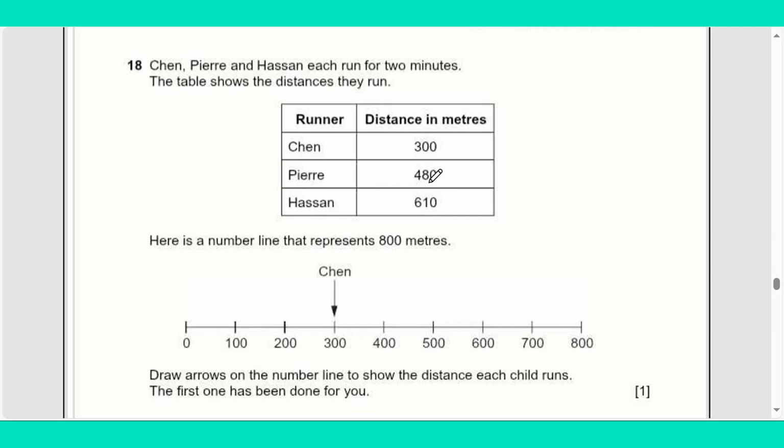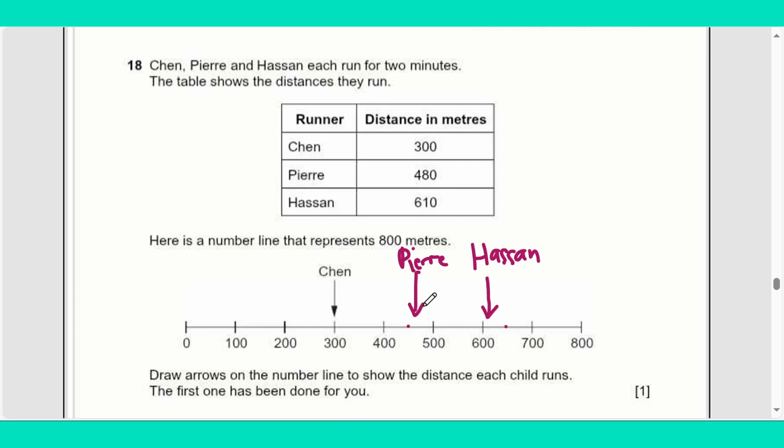Okay guys, you have to draw an arrow. That is the instruction. For Pierre, 480, it will be here. And then for Hassan, 610, it will be somewhere here. The reason we put the arrow in this position is 480 is greater than 450, so it must be greater than that. And this one is 610, it should be less than 650 and near 600.